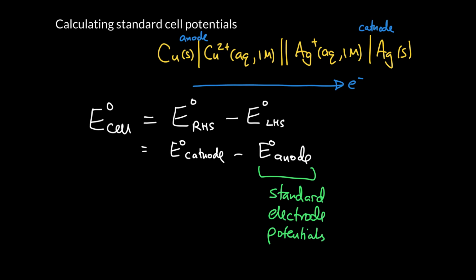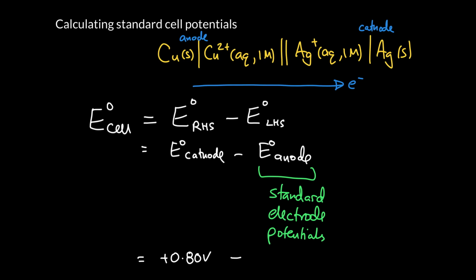All we have to do to calculate cell voltage is look up those standard electrode potentials. In fact, for now, I'll just go ahead and tell you what they are. It turns out the standard electrode potential for this electrode is positive 0.80 volts. And whenever you see a very positive one, you know that it's going to do a good job at pulling electrons towards it.